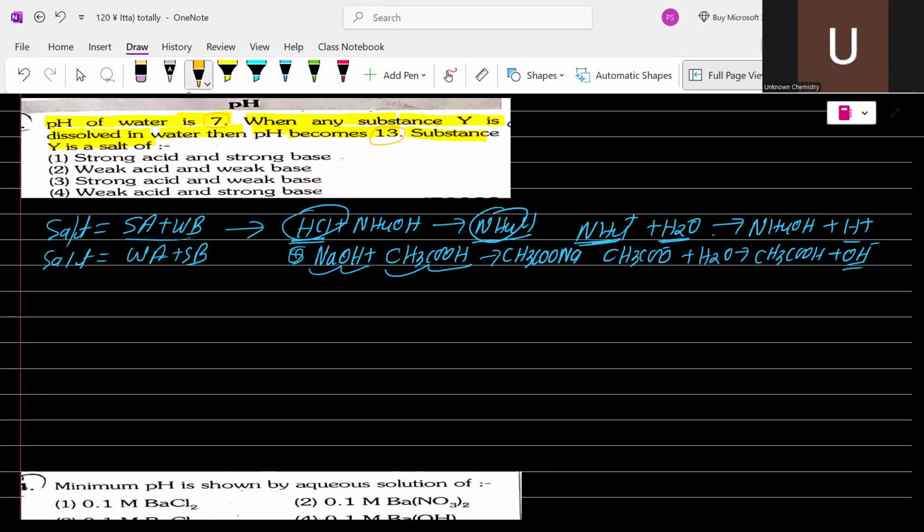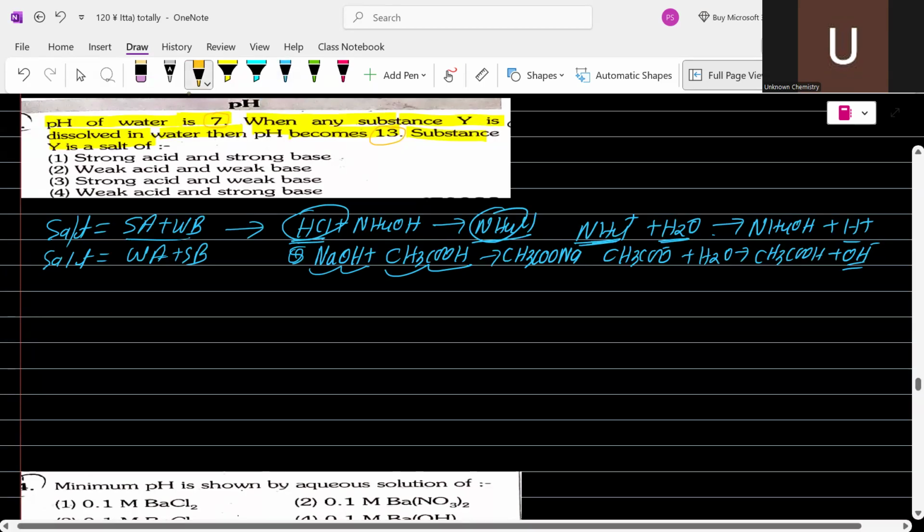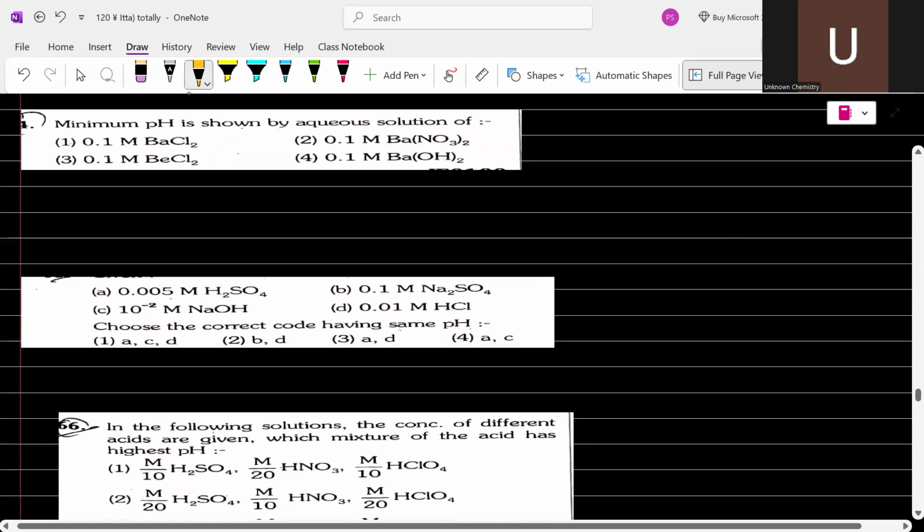So here, which option is correct? Strong acid, strong base, that is an incorrect option. Weak acid, weak base, incorrect option. Strong acid, weak base, incorrect option. Weak acid and strong base, the fourth option is the correct one. Now let's solve this question.